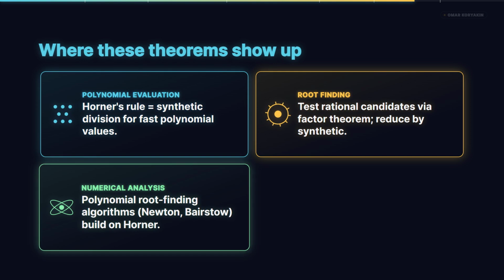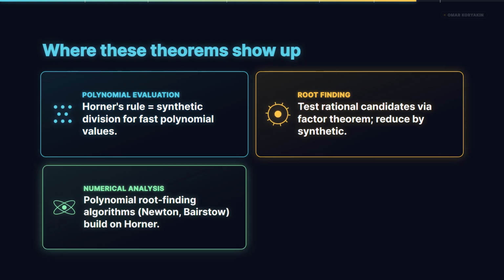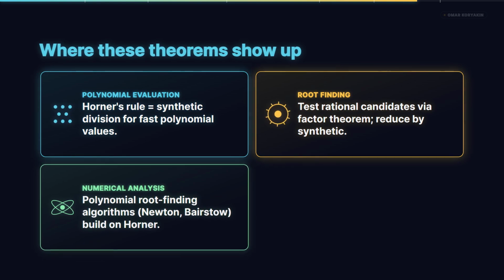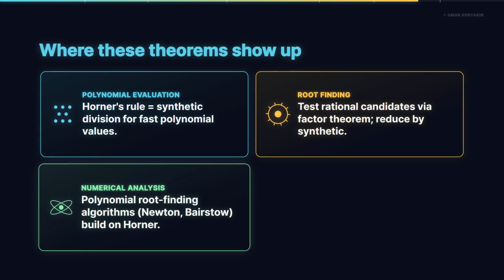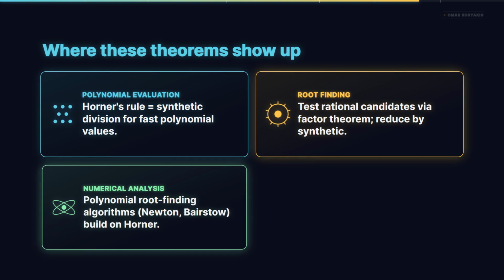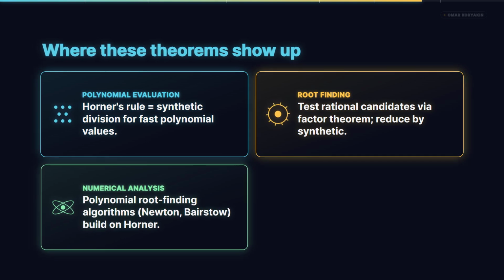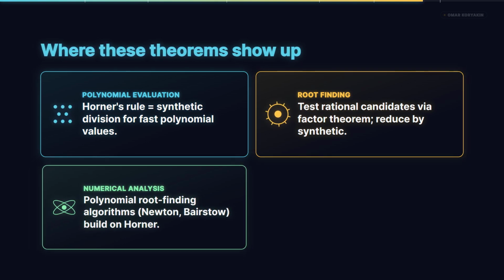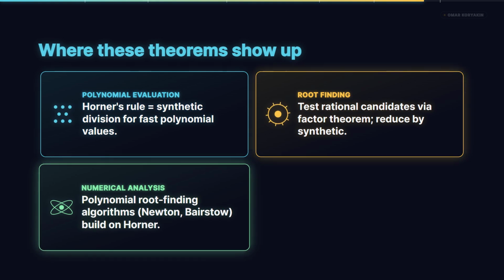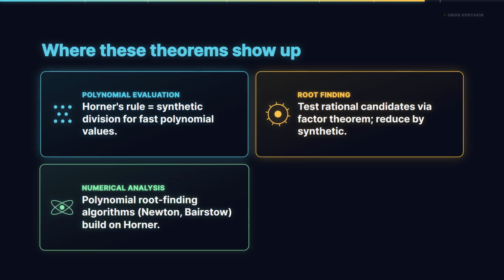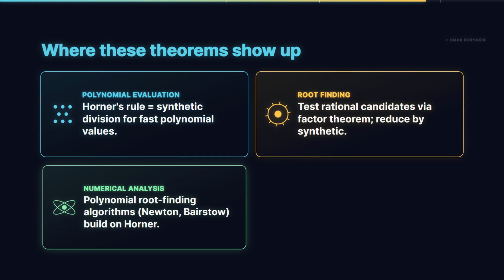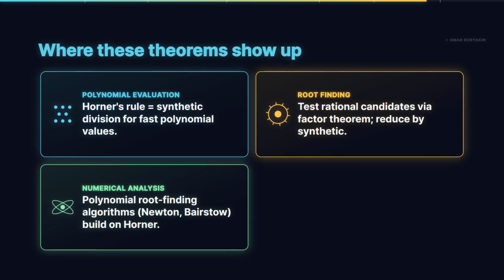In numerical analysis, polynomial root finding algorithms like Newton's method, the Bairstow method, and the Jenkins-Traub algorithm all build on top of Horner-style polynomial evaluation. Computing the polynomial value and the polynomial derivative at the current iteration's estimate uses synthetic division for both. Modern numerical software libraries implement these algorithms with the same fundamental polynomial evaluation primitive that the remainder theorem describes.